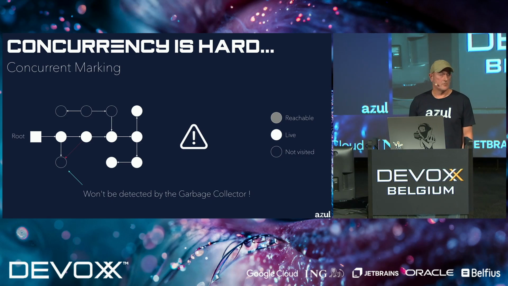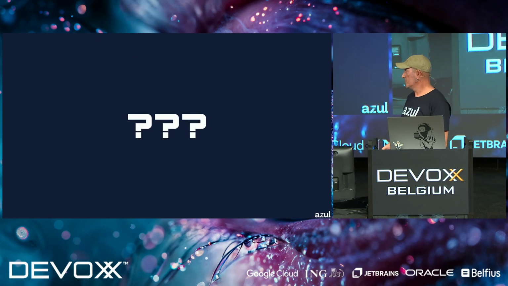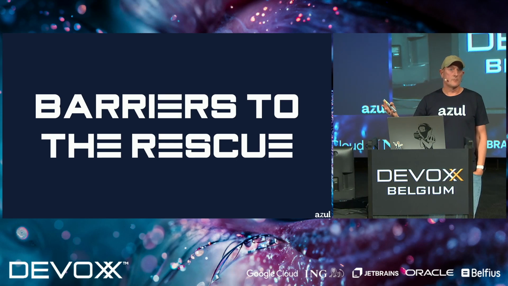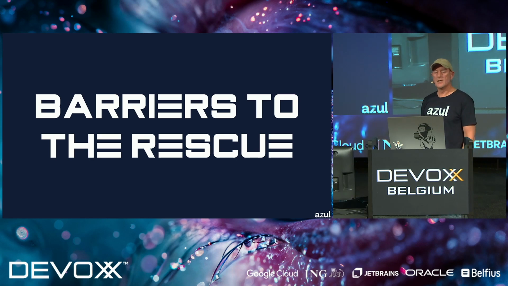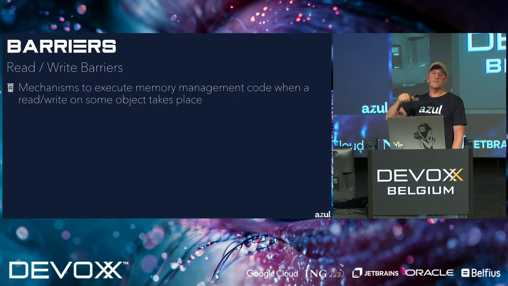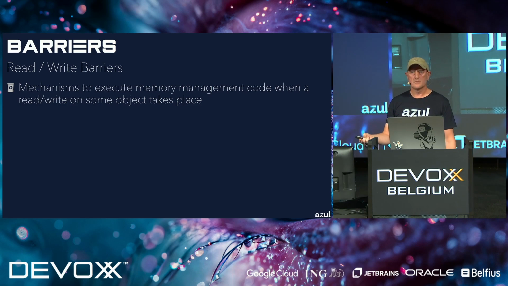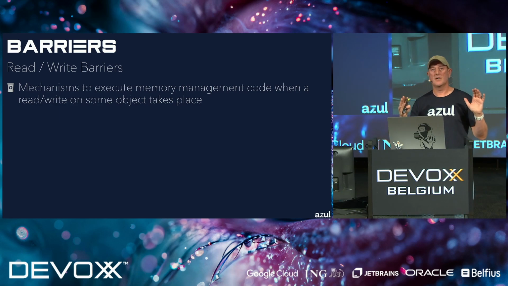So there is a solution to this problem. And the solution is barriers. Who heard about barriers? That's quite good. Because we have so-called read barriers and write barriers. The only thing you have to keep in mind is this is some piece of code, whatever code it is, that will be executed every time you read an object or you write to an object. This is the stuff you should keep in mind.